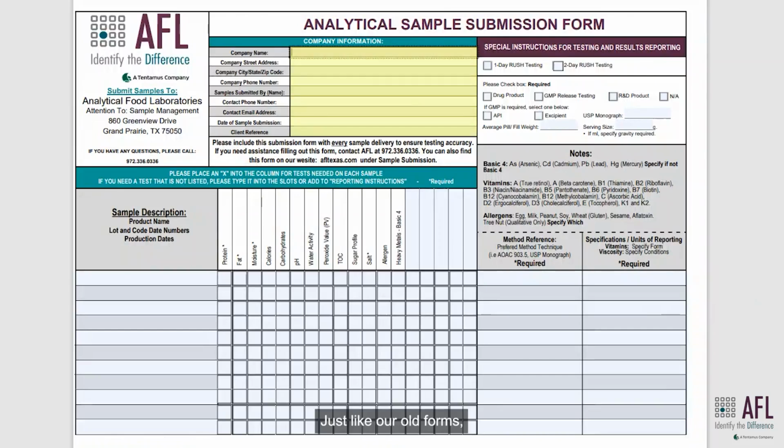Up here, just like our old forms, your company name, address, any contact information that you'd like to provide us. If there are multiple email addresses, you can enter them on this line, along with the submission and the client reference. If you have a PO, this is where to put it in. It will show up on your report so that you can track it for your billing purposes.